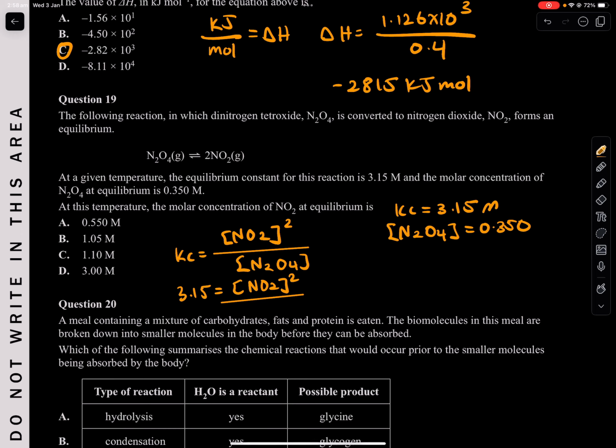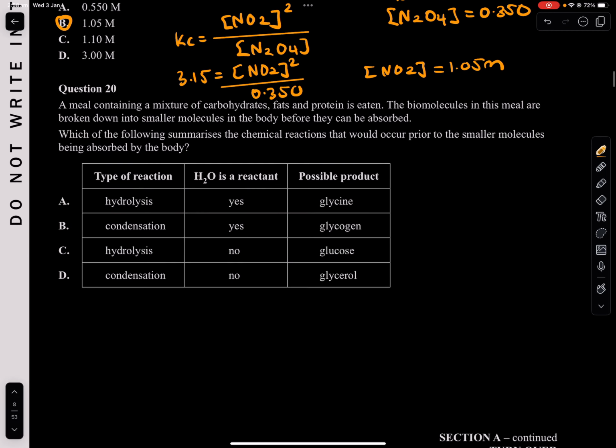and we know that N2O4 is 0.350. So easy, make a formula, multiply this, and then take the square root of the answer, and that gives you the concentration of NO2. So let's do that. So 3.15 times 0.350, and then take the square root of the answer, and that gives me 1.0, sorry, so NO2 is 1.05 mole. Looks like B is your answer.